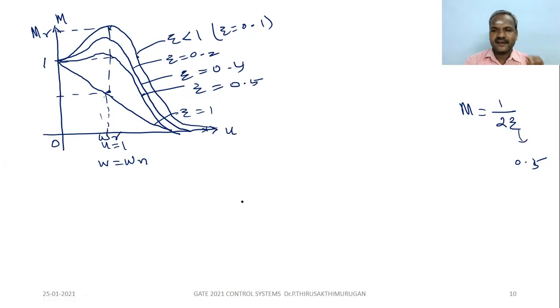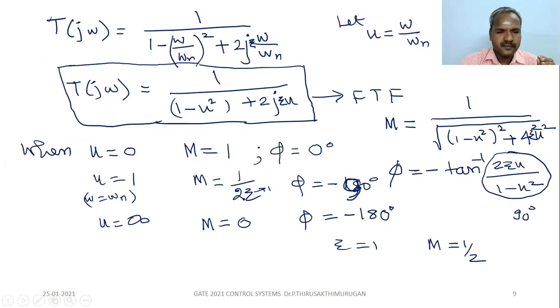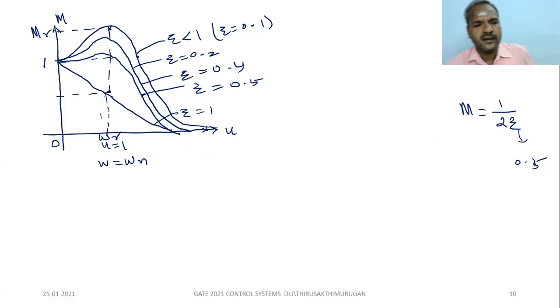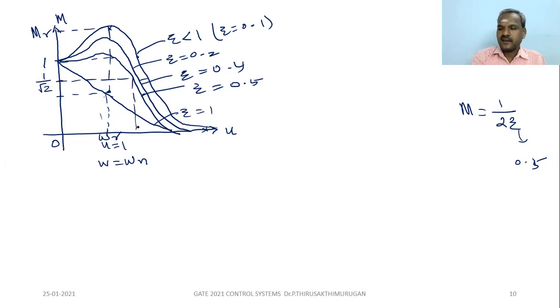In this plot also, we can take the minus 3 dB level, that is 1 by root 2. Draw the line, and it will cut the curves. These are all the values of bandwidth. This width is called bandwidth. So let us estimate the bandwidth.